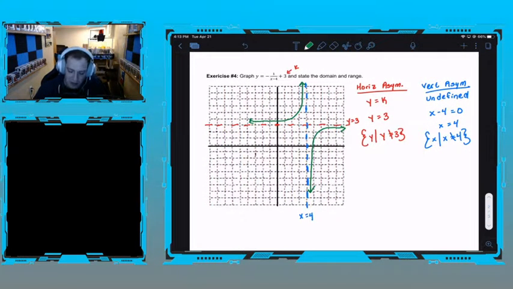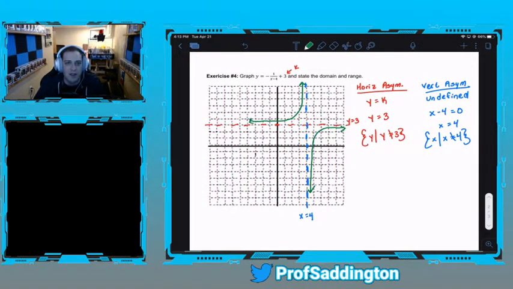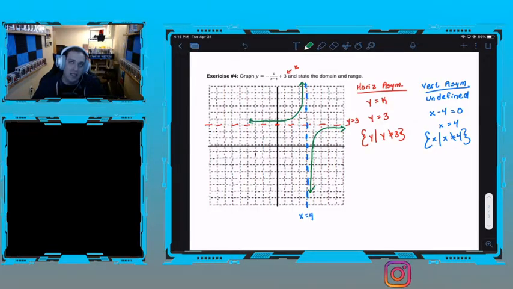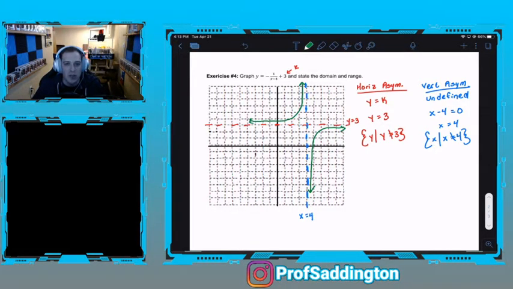What we did is we found the domain and range, and we graphed our function. These are just graphing rational functions. Again, these are called hyperbolas or hyperboles. I think it's hyperboles if you make it plural.